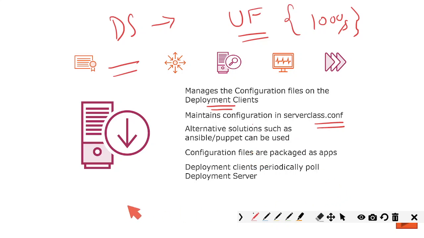At the same time, we can also distribute these configuration files to the deployment clients with the help of other configuration management tools like Ansible or Puppet. But Splunk recommends a deployment server over the other configuration management tools.